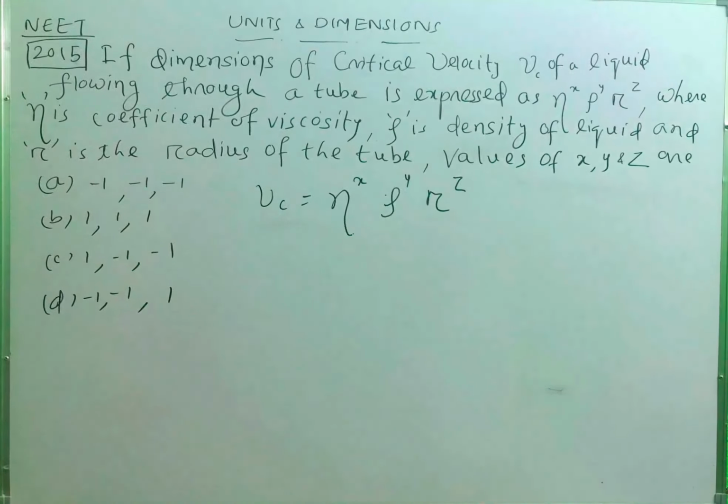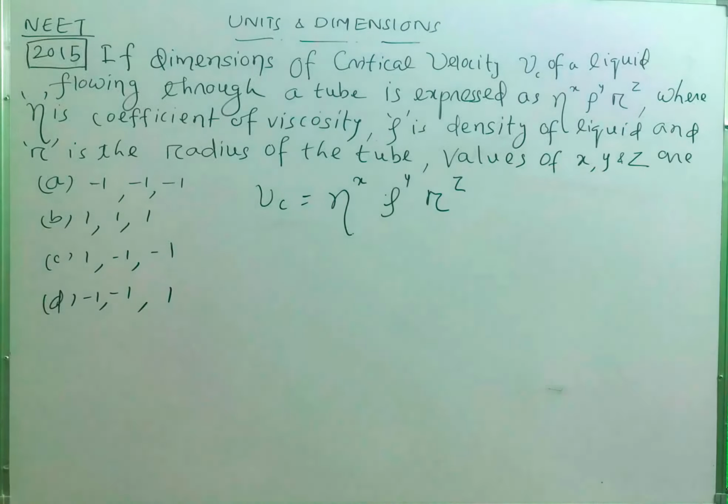Students, this question was asked in the year 2015 in NEET exam from the chapter Units and Dimensions. If dimensions of critical velocity Vc of a liquid flowing through a tube is expressed as eta to the power x, rho to the power y, r to the power z, where eta is the coefficient of viscosity, rho is density of liquid, and r is the radius of the tube, then values of x, y, z are which among the following four given options?